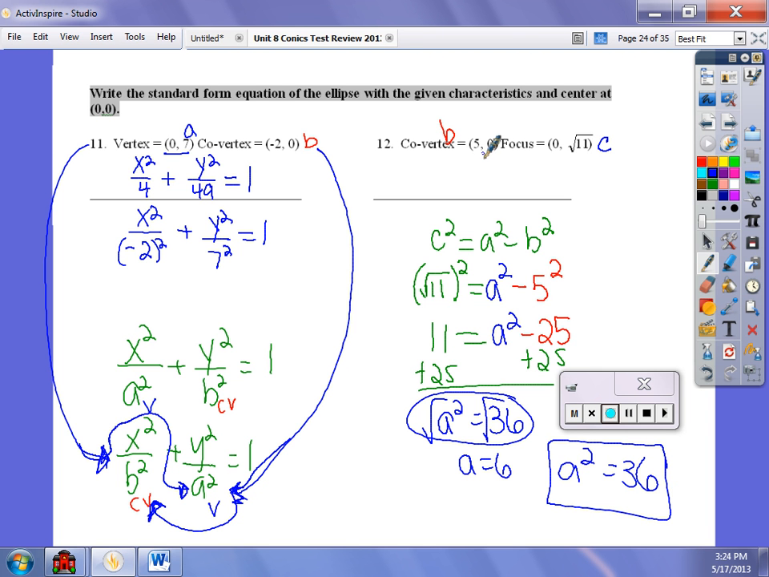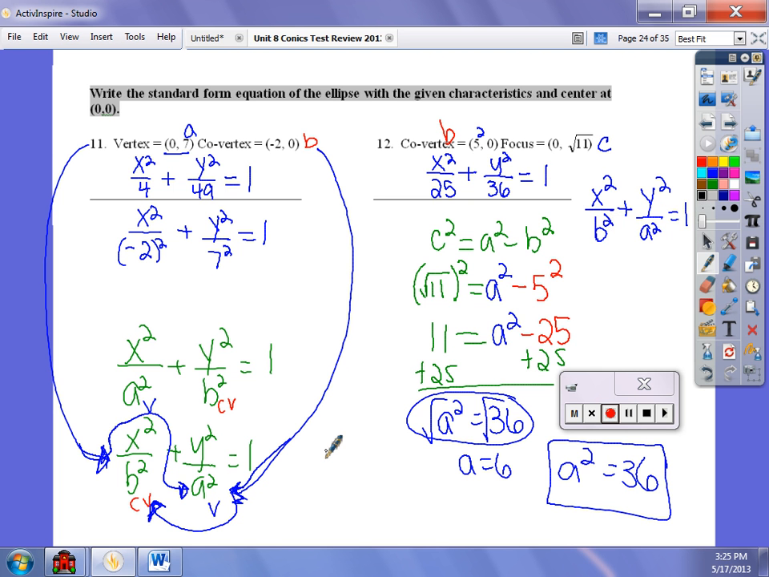So because the co-vertex is on the x-axis, the formula will be x squared over b squared plus y squared over a squared equals 1. So now I'm going to put x squared over b squared, which is 25, plus y squared over a squared, which we solved for to be 36, and it all equals 1. Phew, a lot of work. Alright, so we are now done with ellipses.